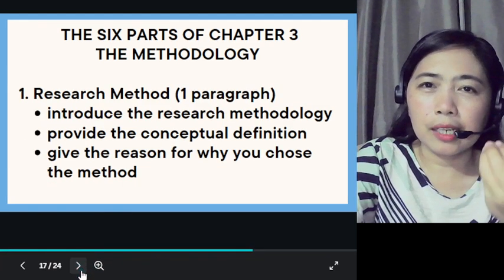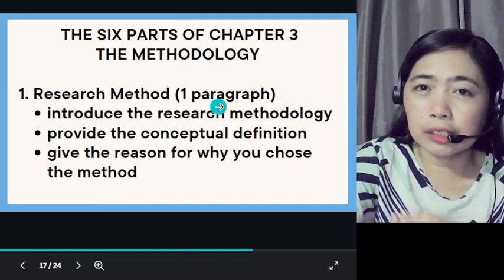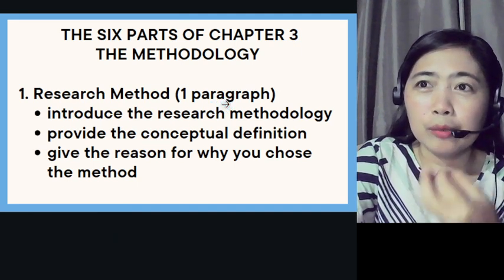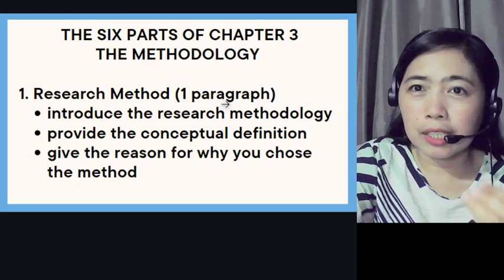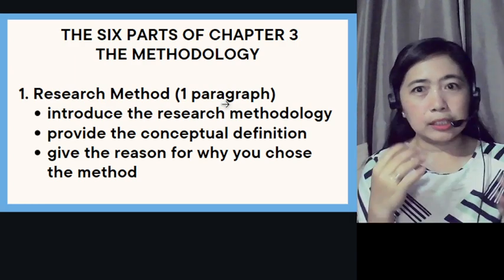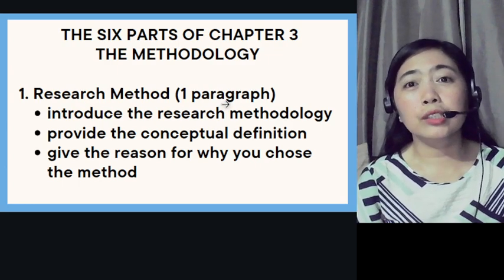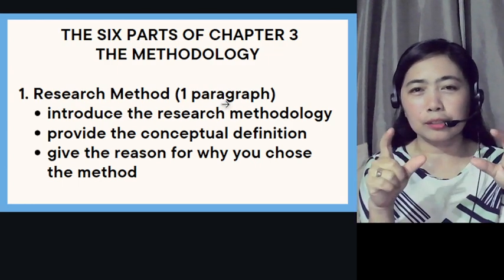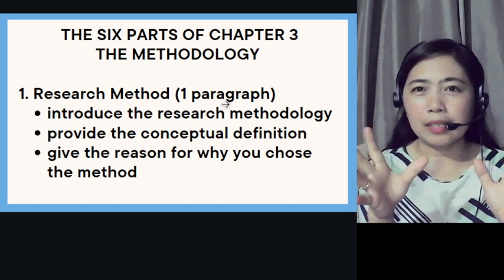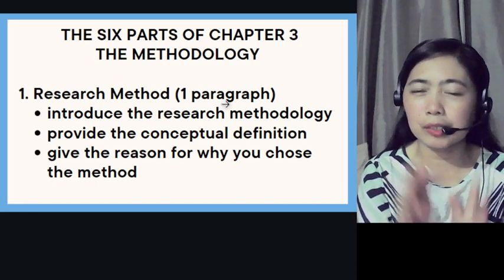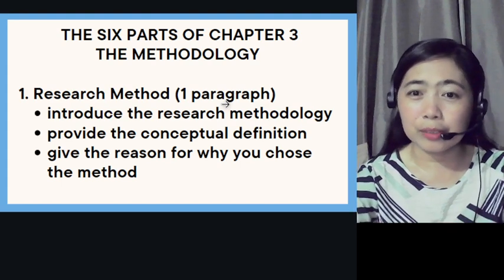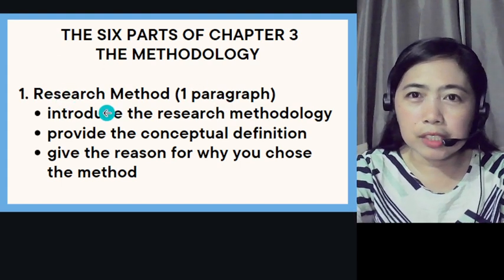Okay, first, your research method. It's actually just one paragraph, by the way. And when you start writing your chapter 3 research methodology, same as when you wrote chapter 1 or chapter 2, you should have a short introduction. Even just one paragraph, which is 3 to 5 sentences. It would already be okay. Then after which, you start your research method.